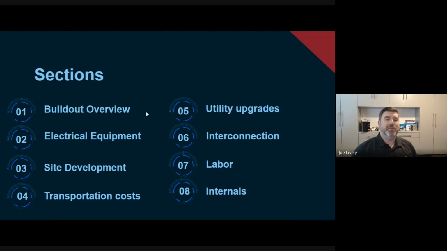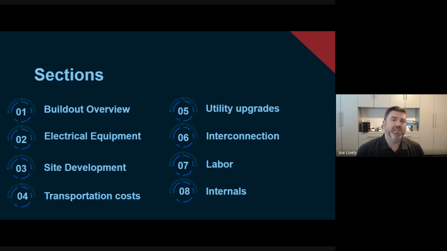The neat thing about this whole exercise is we want you to get an idea of what it would cost if you were building one out. When I'm talking about pricing, I'm going to use the industry standard of per megawatt pricing. So what does it cost per megawatt? Now, I don't want you to get confused.